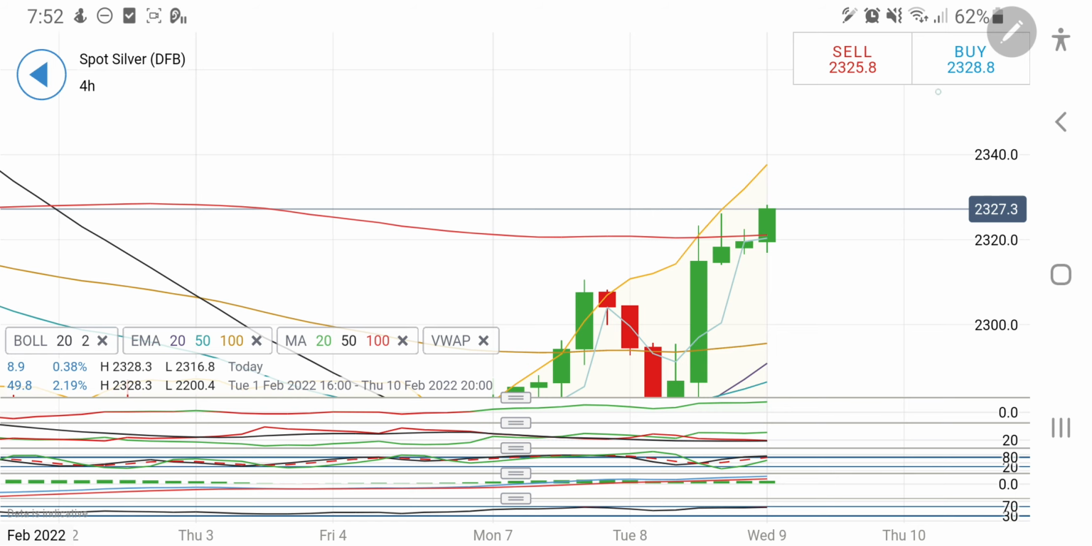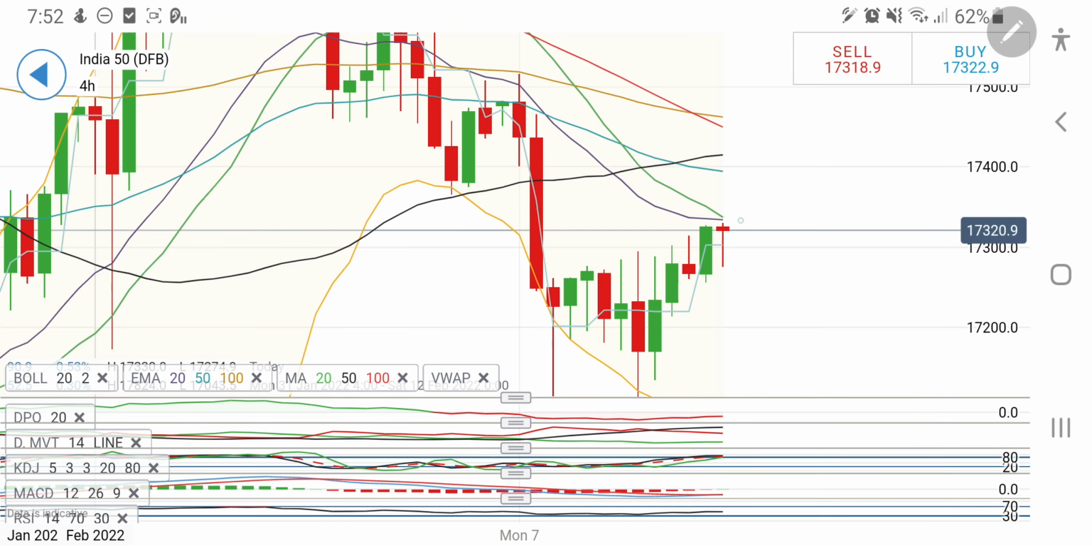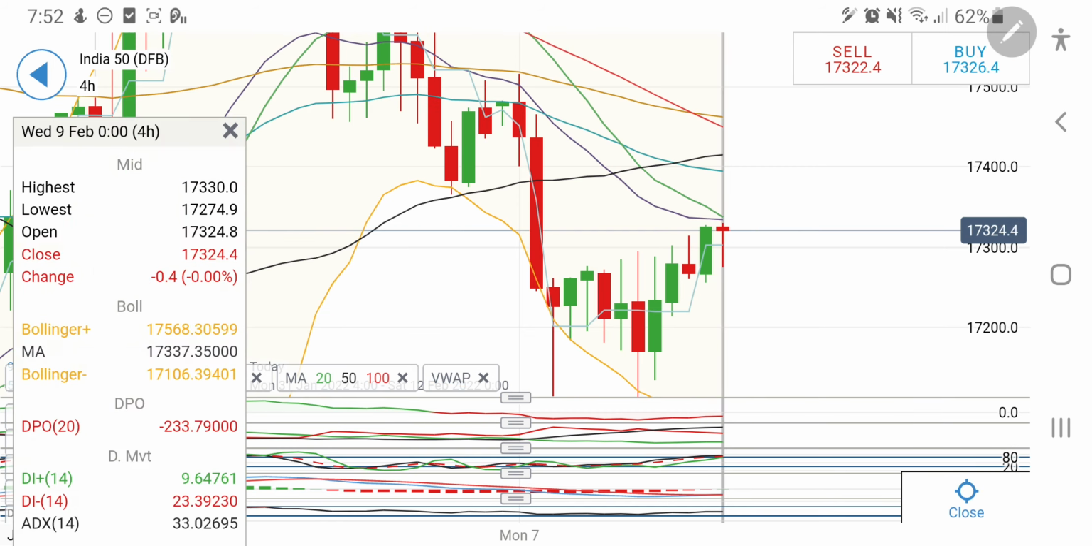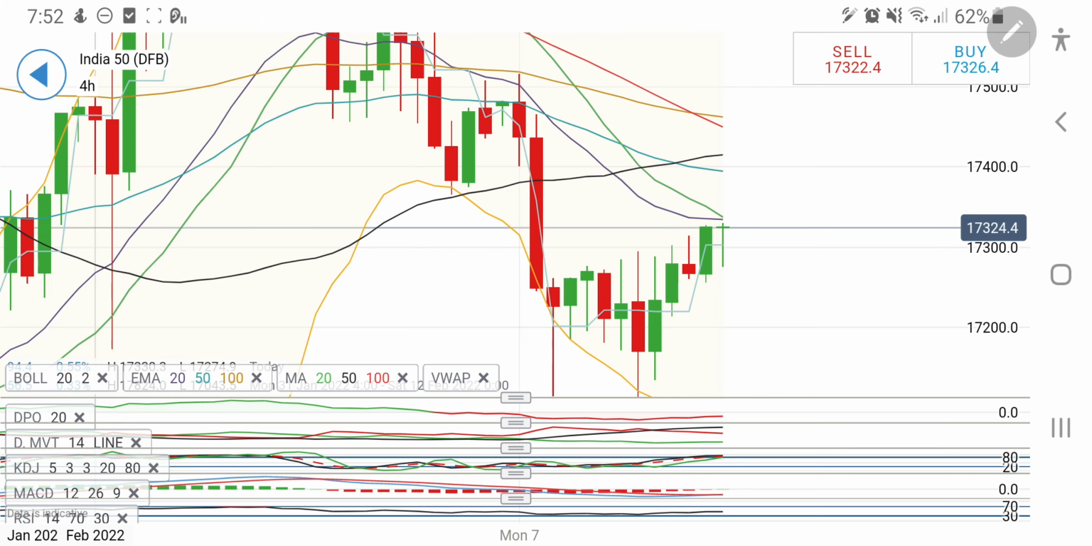Let's move towards Nifty. Now this is the 4-hour charts for Nifty. You can see there is a resistance coming into picture at 17,350 levels. So once it breaks 17,350, it will aim for 17,400 and 17,460 levels. Go long at 17,350 plus levels. Definitely you can profit from the higher levels there, and we can make good money.